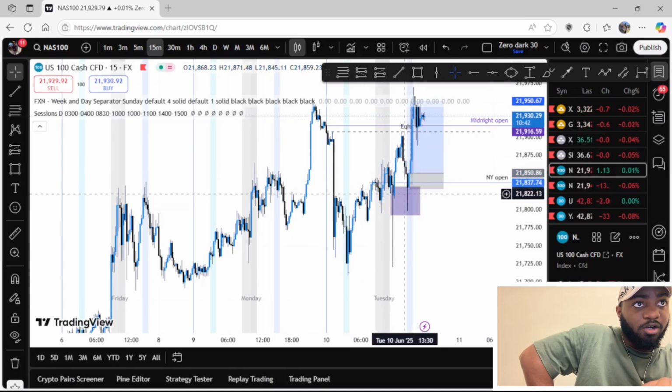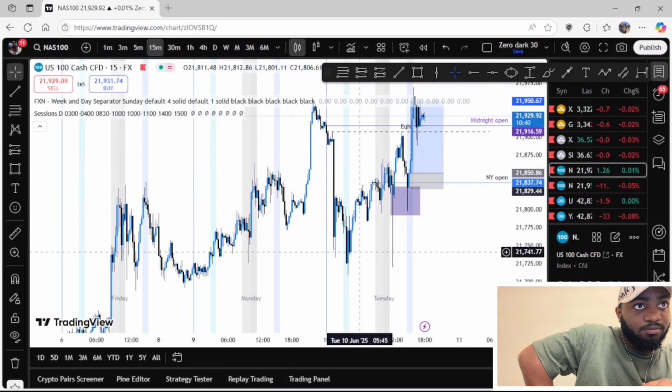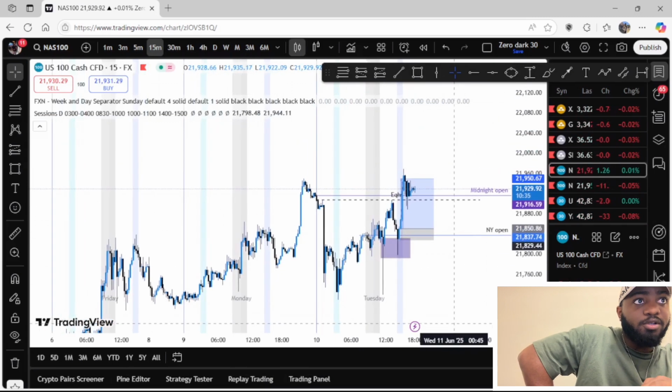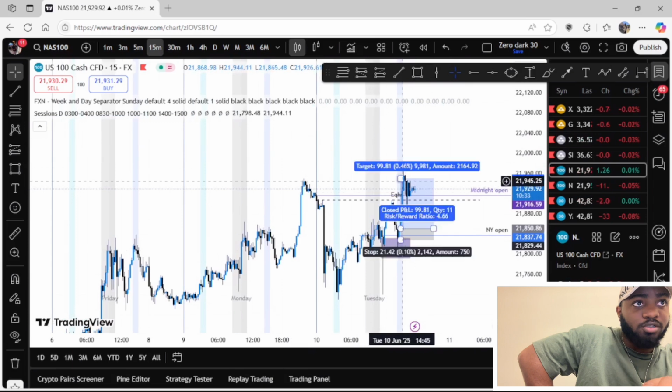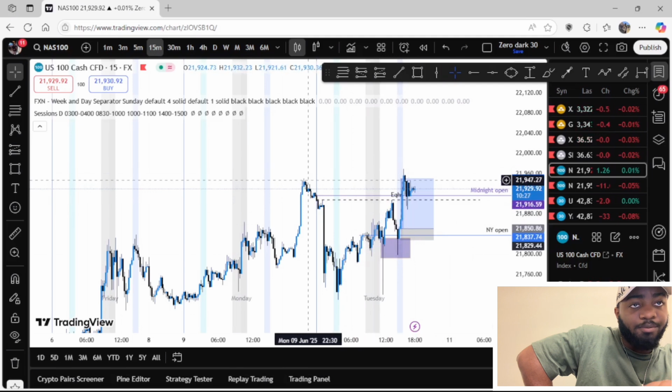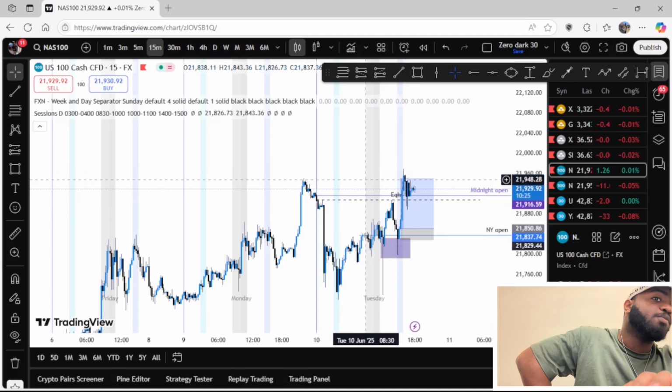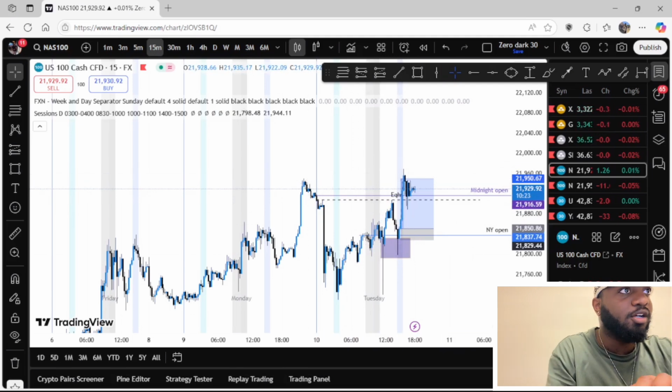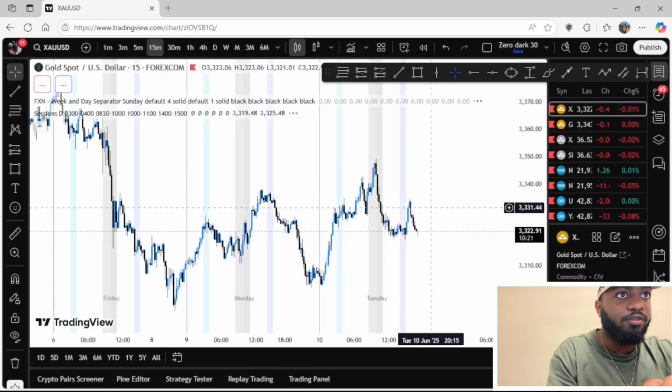So here we are with the discount. Vice versa, our premium is when you're above both opens. So here we'd be looking for sells. You could be looking for sells since we're above both opens here, and we've taken out buy side liquidity. Perfect scenario in which we want to sell. All right. Now let me go to another pair for you guys, actually.